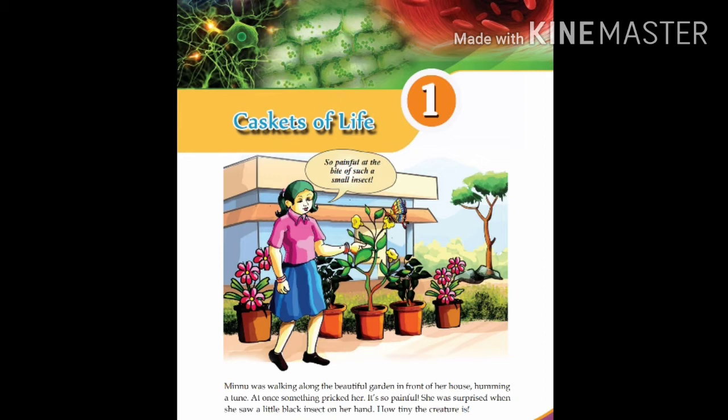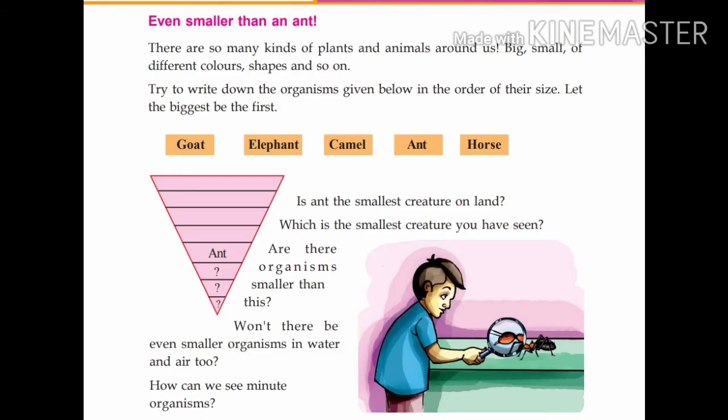There are so many animals and plants around us of different colors, different sizes and shapes. Here what you have to do is classify the organisms as per the size. Which is the smallest creature on land? Do you know? Is the ant the smallest creature on land?